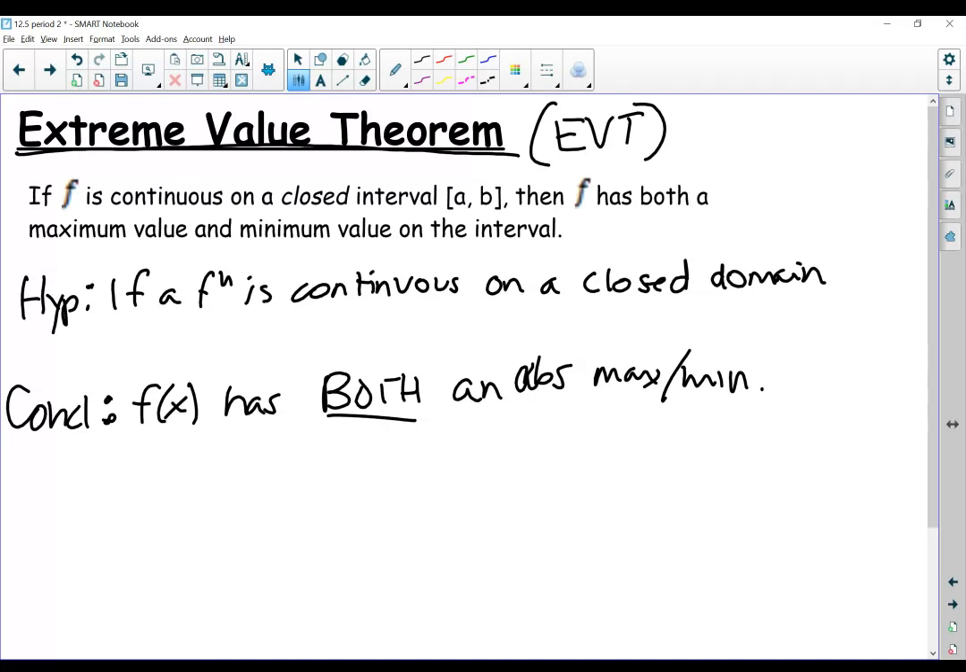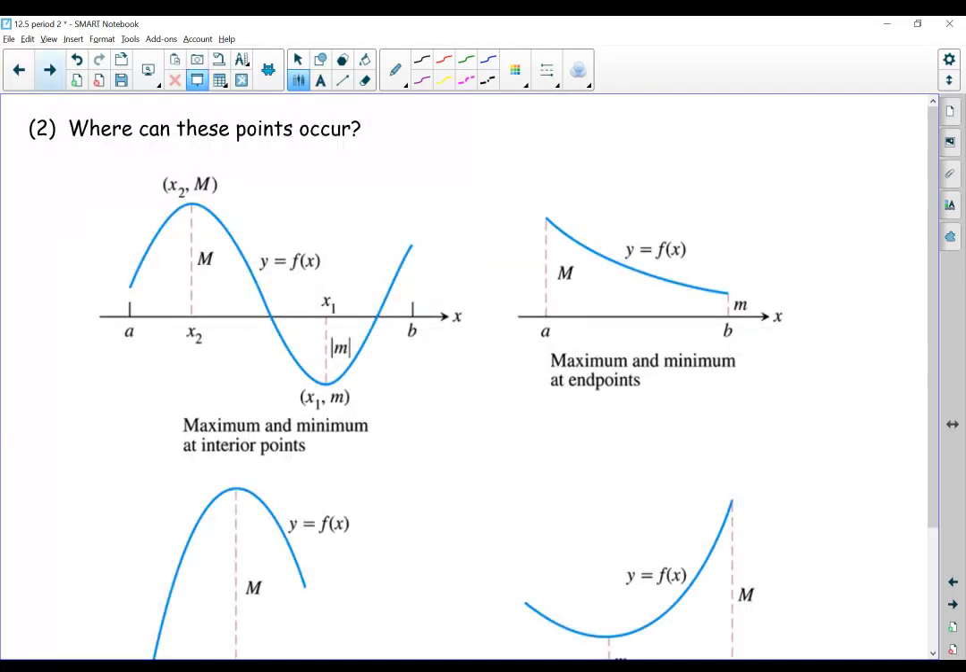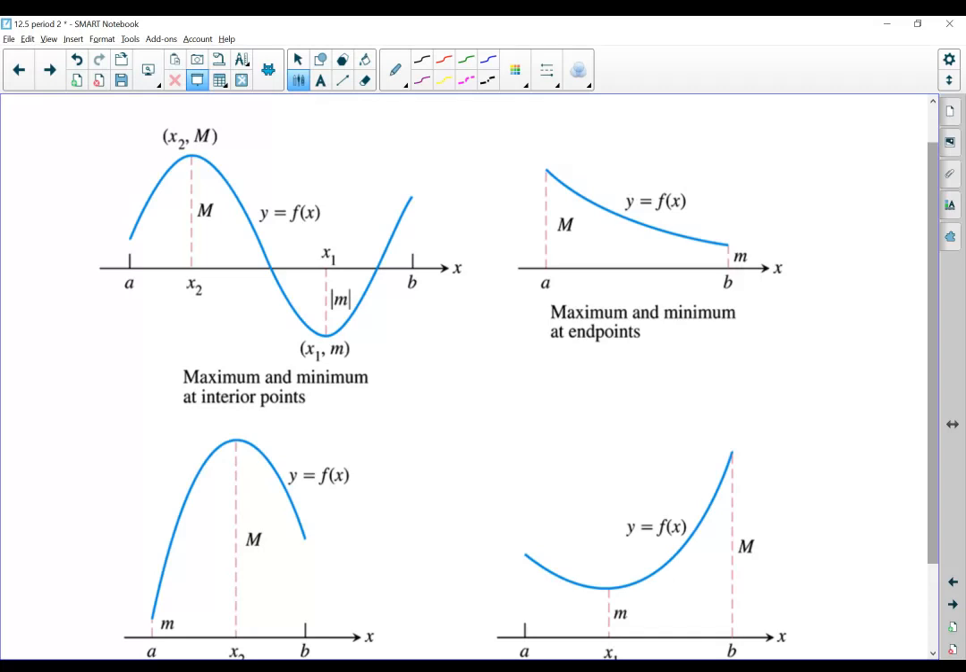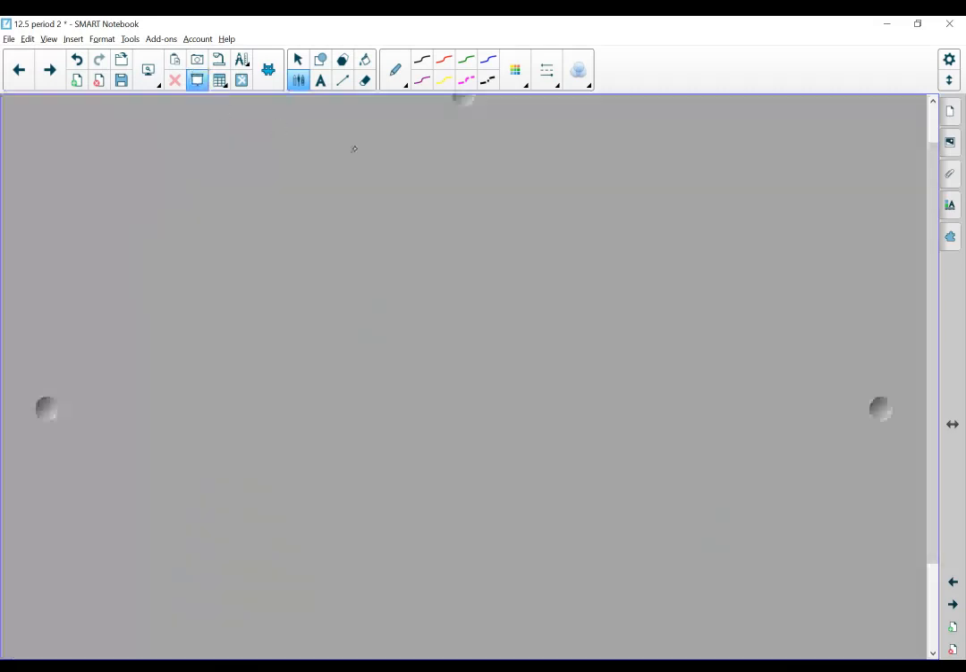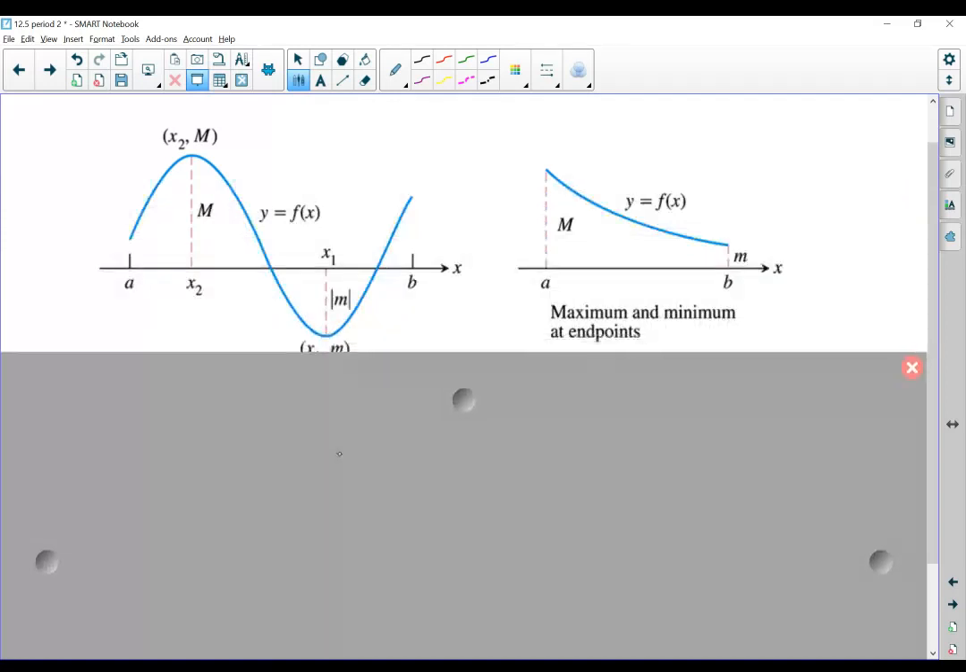So what I want you to do is look at these next 4 graphs and figure out where the absolute max and min are for each of these. Jot some notes in your notes, like where is the absolute max and min on each of these, and circle that absolute max and min, and then we'll talk about whether or not they have anything in common. We're going to assume that all of these are closed and continuous functions.